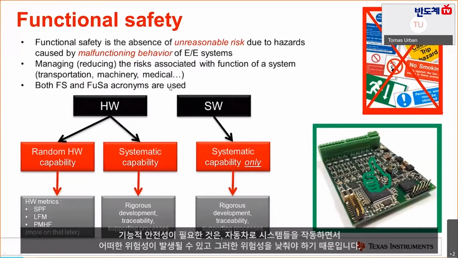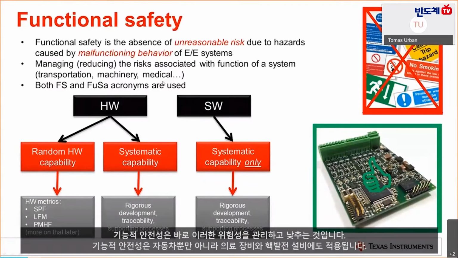Functional safety: because some hazards are a potential for running such systems in cars and in vehicles, there is a need for reducing the risk of that hazard happening, and this is basically what functional safety is all about: managing and reducing the associated risks. It can be seen in transportation, machinery, medical, nuclear power, and so on and so forth.